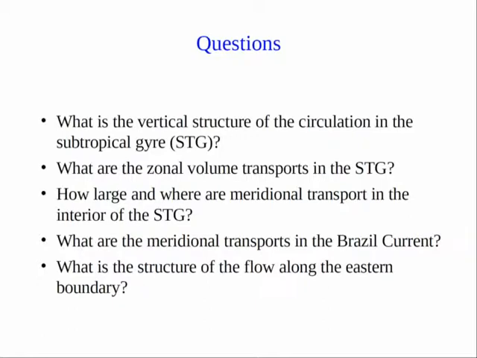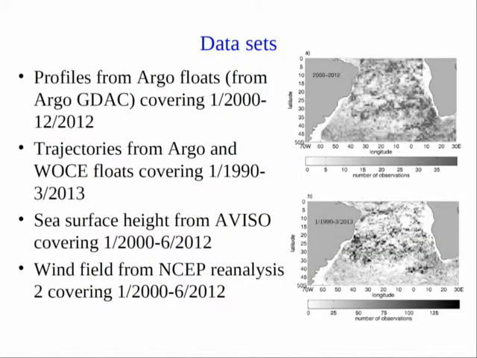Basically, what I'm going to look at is the vertical structure of the circulation in the subtropical gyre, and the zonal volume transports in the gyre. Then I will also look a little bit at the meridional transports in the interior, and also a little bit in the western boundary current, in the Benguela current. And I will look a little bit at the structure of the flow along the eastern boundary. So that's the main topic I'm going to look at.